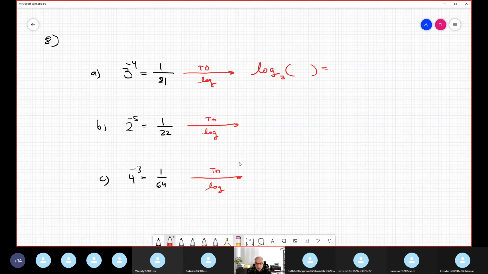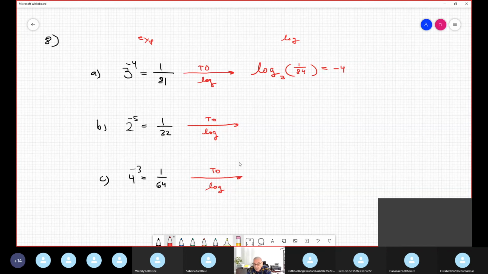answer I know is always the exponent, and the exponent is -4. This is the exponent, and 1 over 84. Okay, this is the same, equivalent. In algebra, this and this are equivalent, but in a different way. This is the exponential way. This is the logarithmic way. It's important in this chapter that you understand this very well.